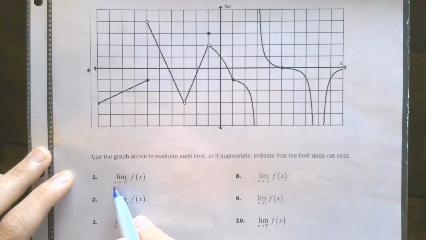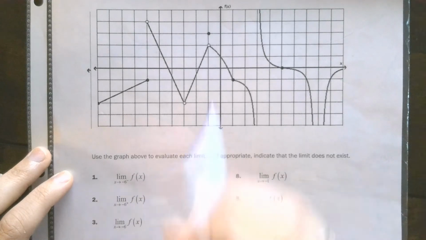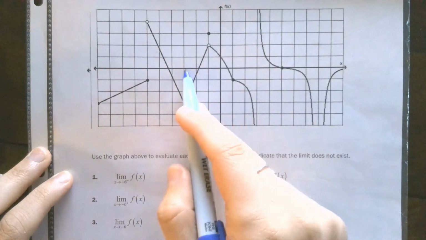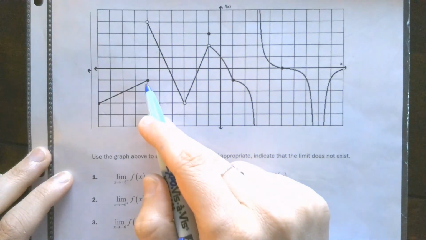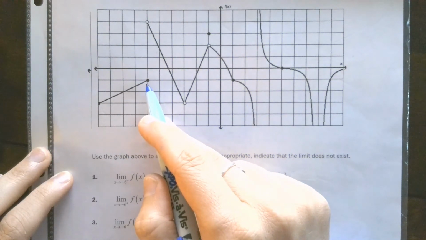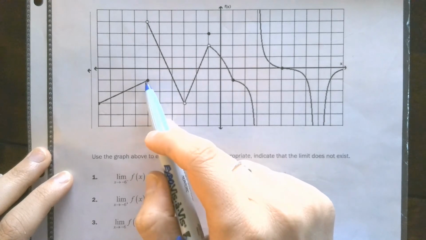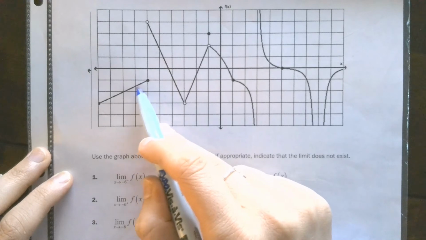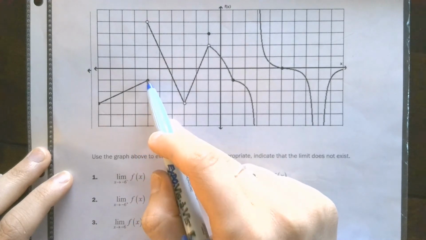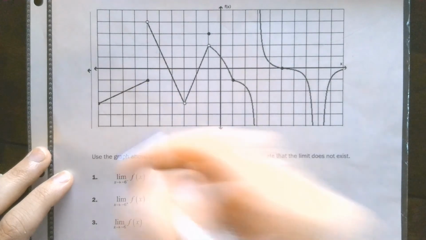So for this first example, we've got the limit as x approaches -6 from the left of f of x. So first we're finding -6. So 1, 2, 3, 4, 5, 6. So right here. And then we're looking for the y value that f of x approaches as we approach -6 from the left. So I want to go to the left of that, and as I get closer and closer to -6, we're approaching a y value of -1.